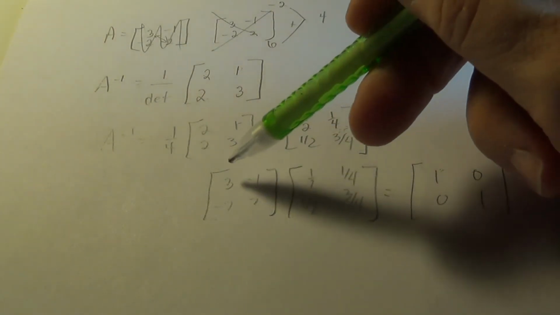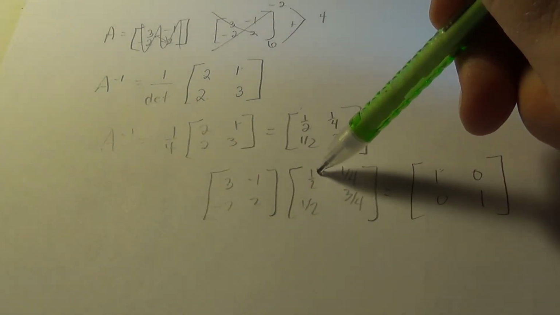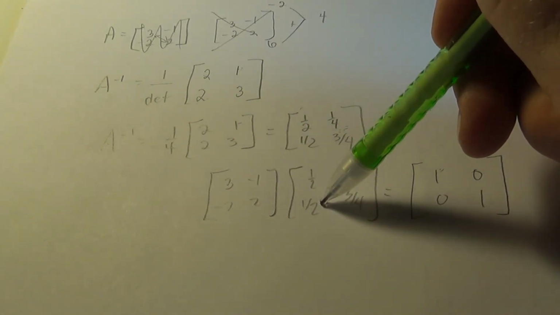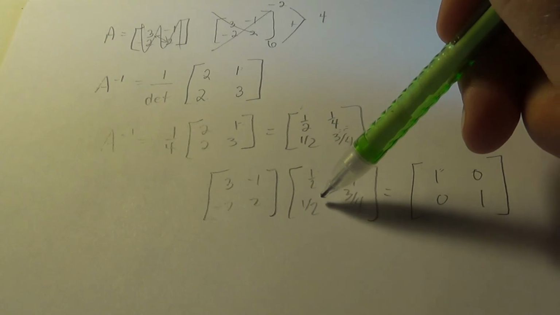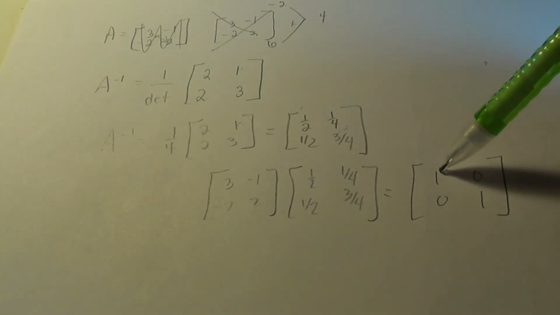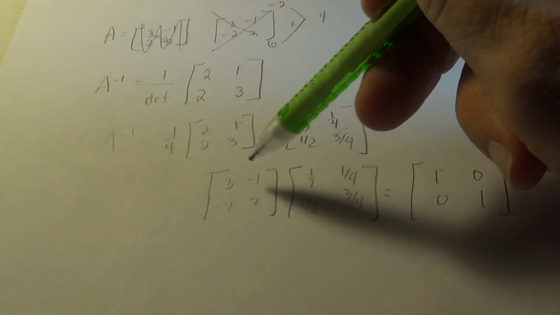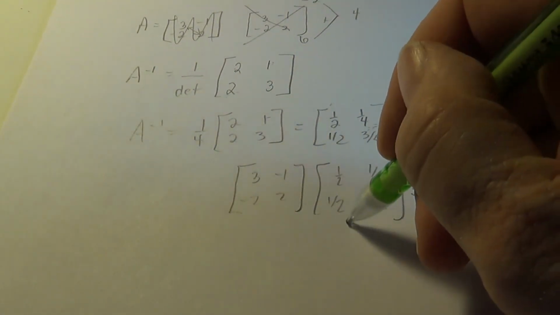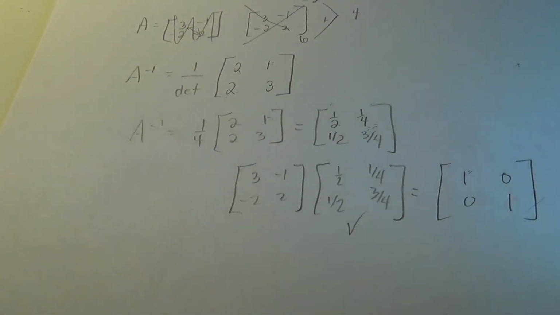If you multiply these out, you'll see that these do create those. We'll check this one. 3 times 1/2 is 3/2. Minus 1 times 1/2 is minus 1/2. So 3/2 minus 1/2 is 2/2. So we get 2/2, which is 1. And if you check all of the matrix multiplication, you'll see that this does come out. And this is actually the inverse, the matrix inverse.